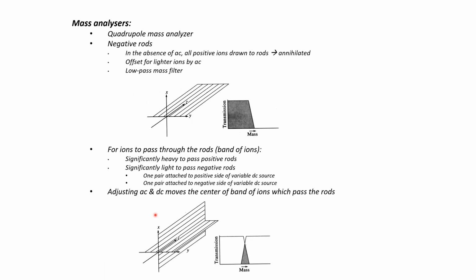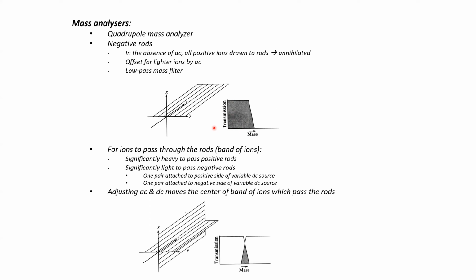The negative rods then. In the absence of an alternating current, all positive ions are drawn to the rods, so they're annihilated. This is offset for lighter ions by the alternating current. We have a low pass mass filter for this one, so the transmission of small masses is blocked. For ions to pass through the rods, the band of ions has to be significantly heavy to pass the positive rods, but significantly light to pass the negative rods.